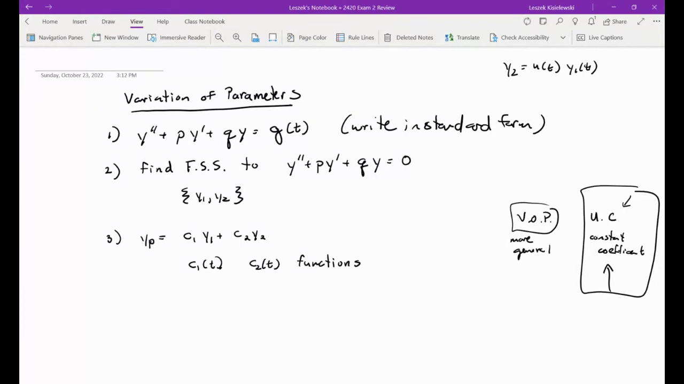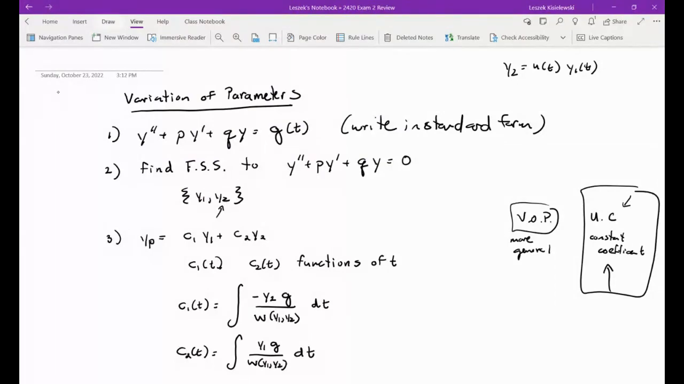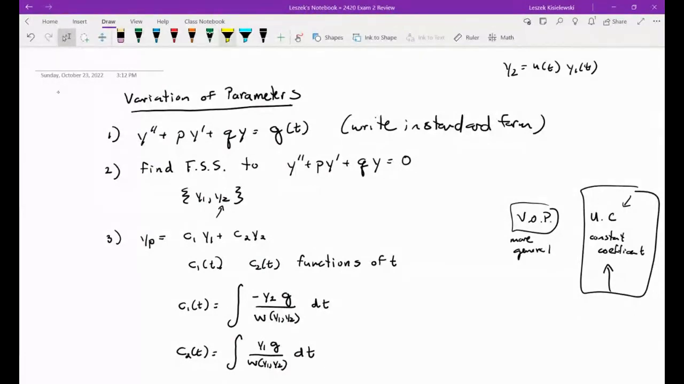And so these are functions, and formulas that you will have to know are for what these coefficients turn out to be. Again, no derivation here. It's pretty much crunch time. So C1 would be the negative of the second solution, so you have to make sure you keep track of what you were considering y1 and y2, times the right-hand side divided by the Wronskian of your fundamental solution set. And C2 would be y1 times the right-hand side divided by the Wronskian. You anti-differentiate. So those are our two big formulas.